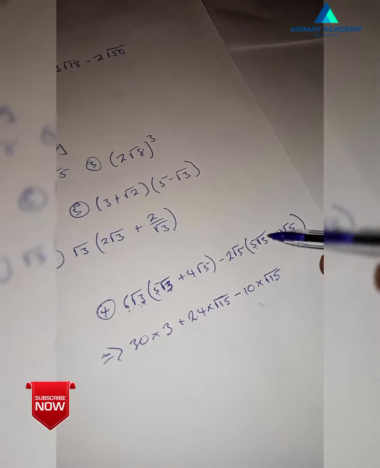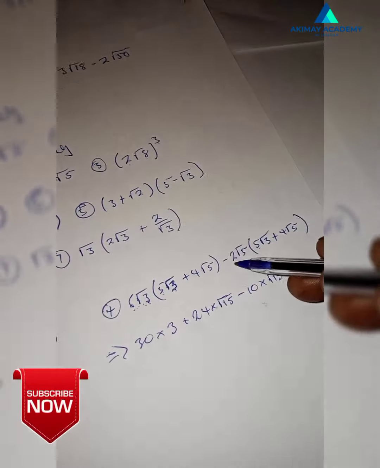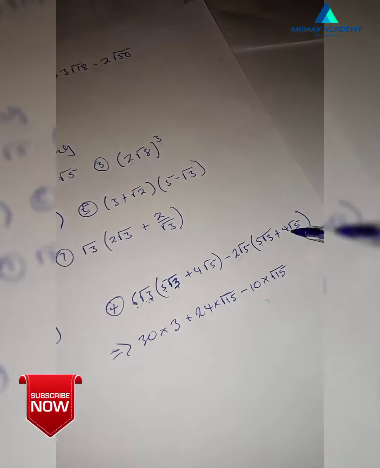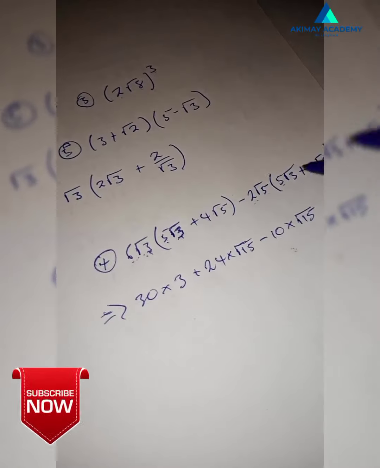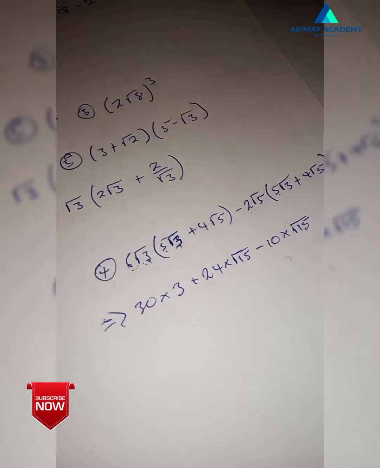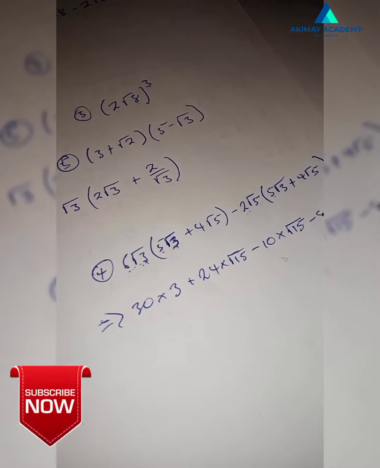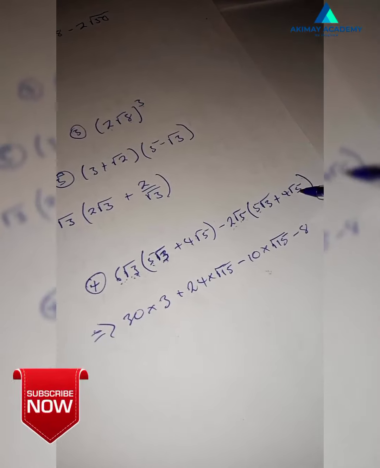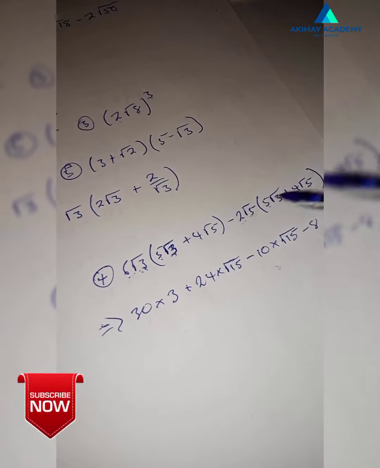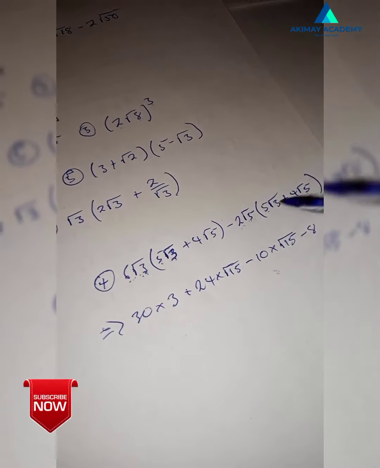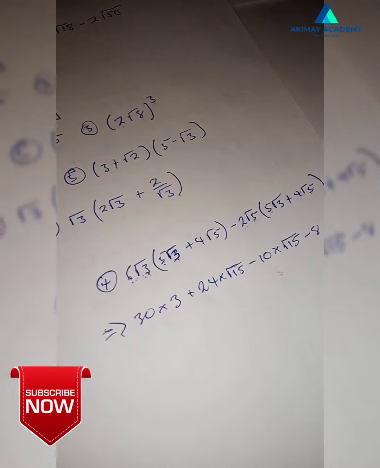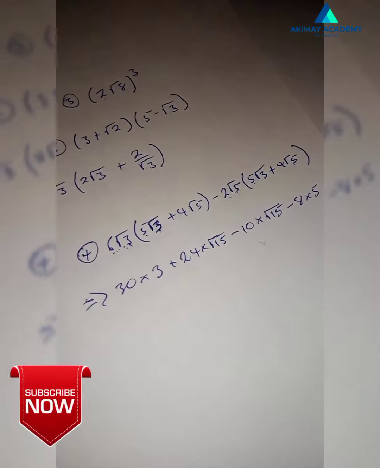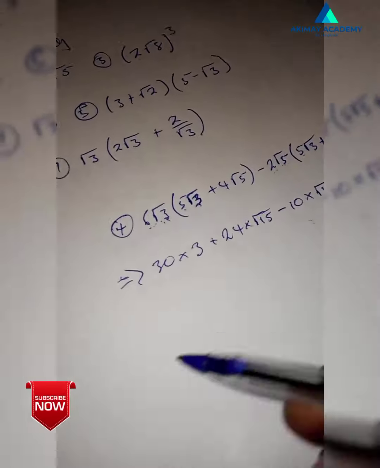Then the last part, minus 2 times 4, which will give us minus 8. Then root 5 times the root 5 over here. Because they are the same, we have the same numbers under the radical sign, we are going to get straightforward 5 over here. So at this point, we are done with expansion.